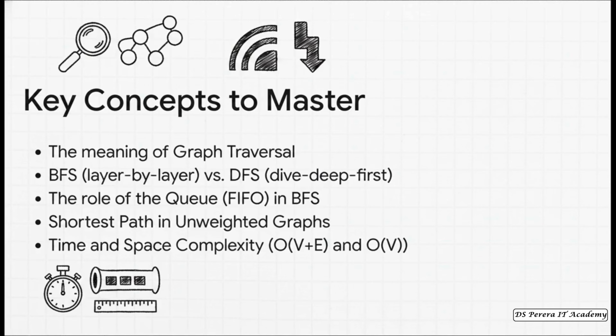You must know the role of the queue in BFS. It's not just a minor detail, it's the very thing that makes the algorithm work. Remember this mantra: BFS equals shortest path in unweighted graphs. That's its superpower. And finally, be able to confidently explain its time and space complexity. That's how you justify using it in a real system.